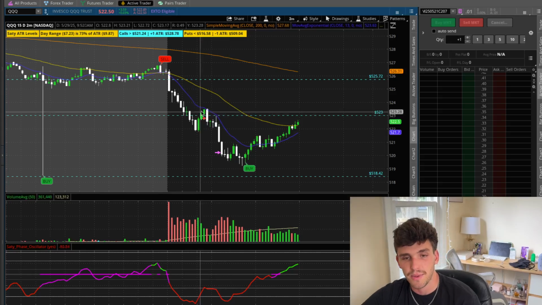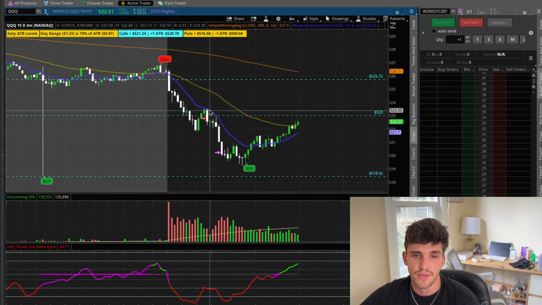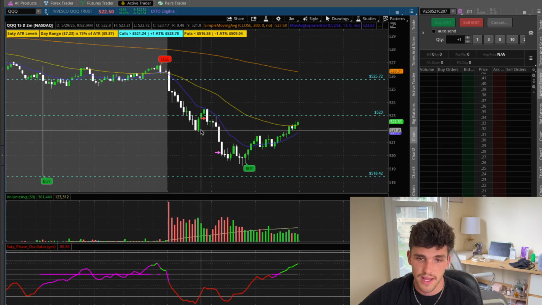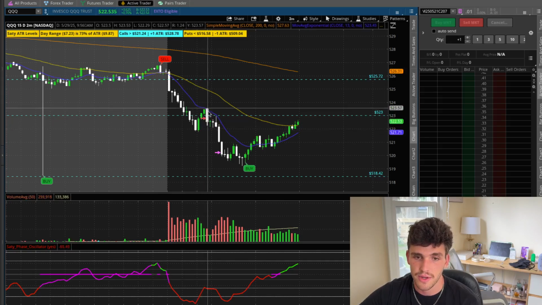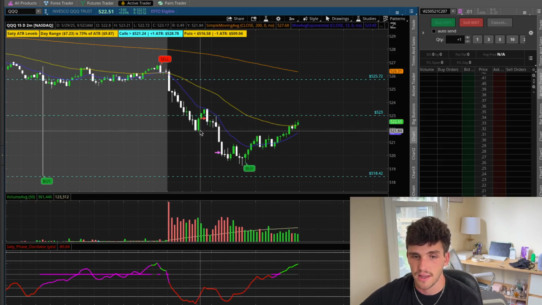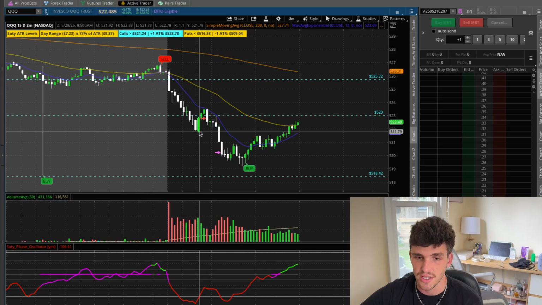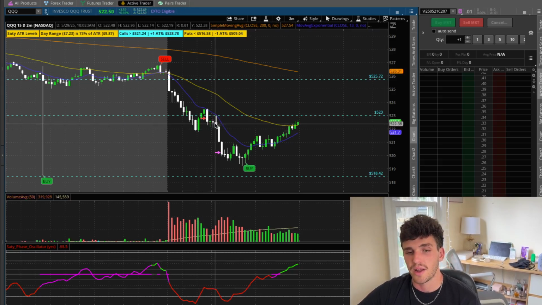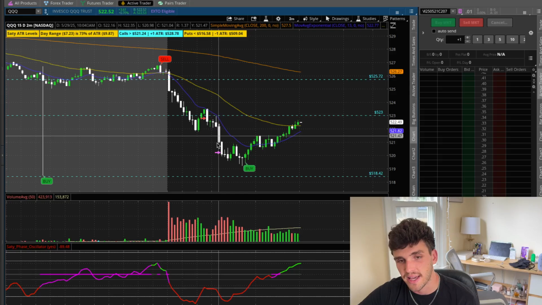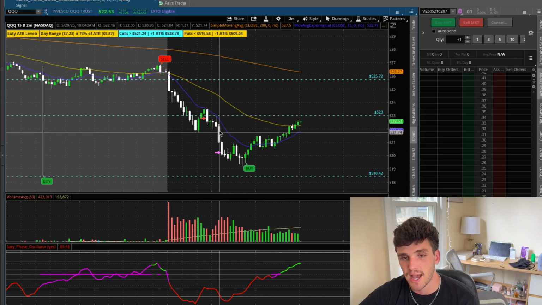So I simply waited for a reject off of this 13 EMA. Once we got a few buyers in here, got a reject off of that, entered right here, set stop above the 13 EMA, and then just simply targeted this low right here initially. That was my idea, right? But I wanted it to push past that. I wanted to get this push that we got.